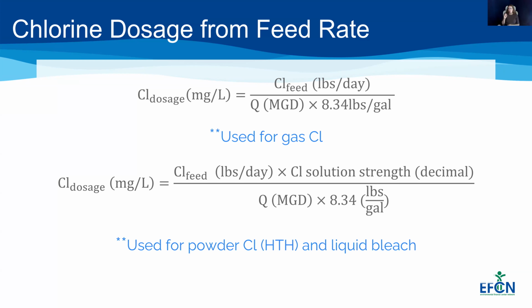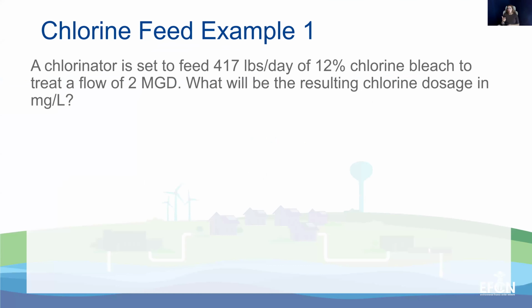So the way we do that then, if we're including our solution strength. So for this example, we would have a chlorinator is set to feed 417 pounds per day of 12% chlorine bleach to treat a flow of 2 MGD. What will the resulting chlorine dosage be?